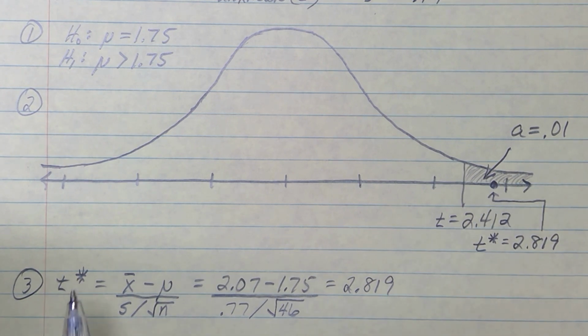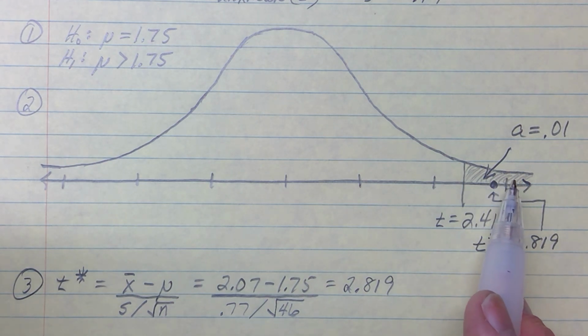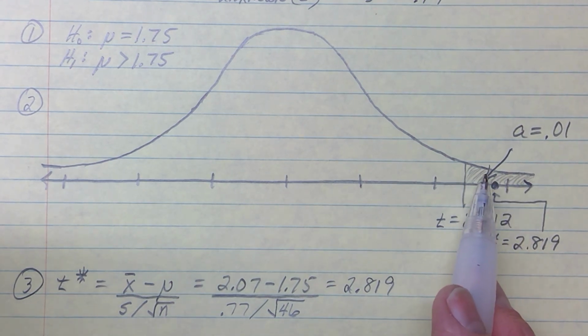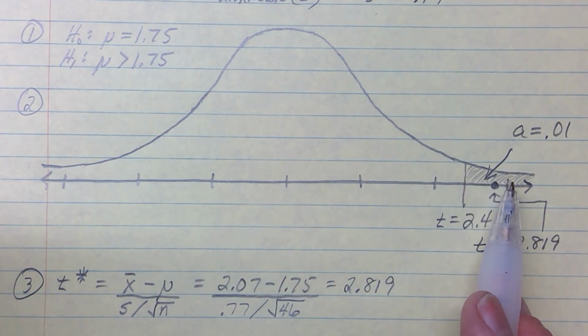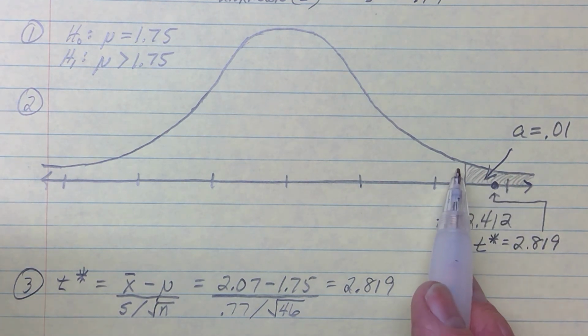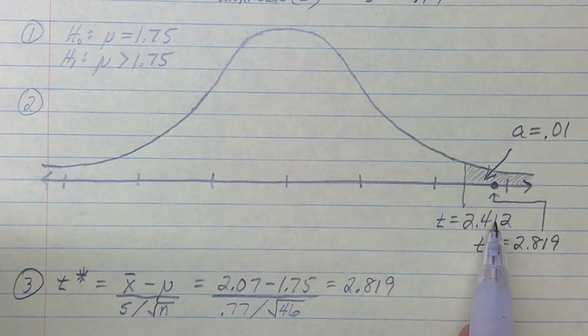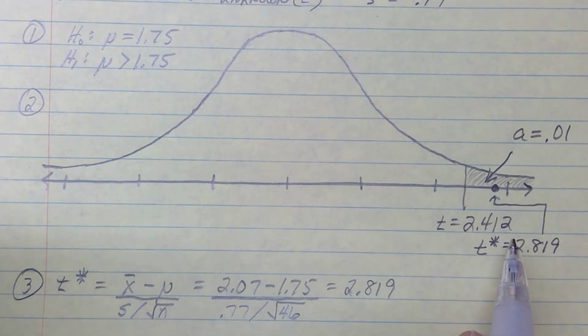Your t star is going to be a dot. And then I look at it and make a decision. Well, I landed in the rejection area. This is the critical region, this shaded area. I call it the rejection area because I get to reject. This is the critical region, and this 2.412 was my critical value. The t star is my test statistic, if you want to write down some vocabulary.